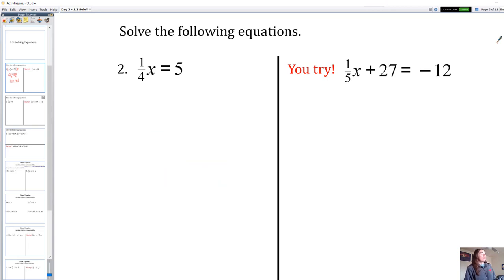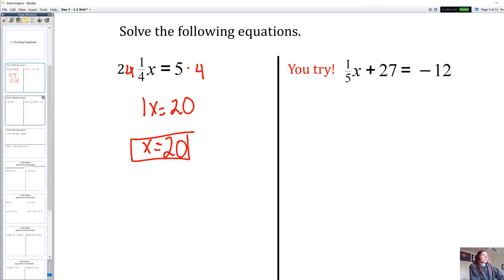Here's another one. 1 over 4 times x, 1/4 x equal to 5. Again, we want to get rid of that denominator first. So to do that, I'm going to multiply both sides by 4. So that now we have 1x equal to, and 5 times 4 is 20. But since we have this 1 in front, that's saying I have one of these variables, so I don't need to write that anymore. I can just leave it as x is equal to 20, and we're done with that. Again, I have a problem off to the right that you can try on your own if you'd like.